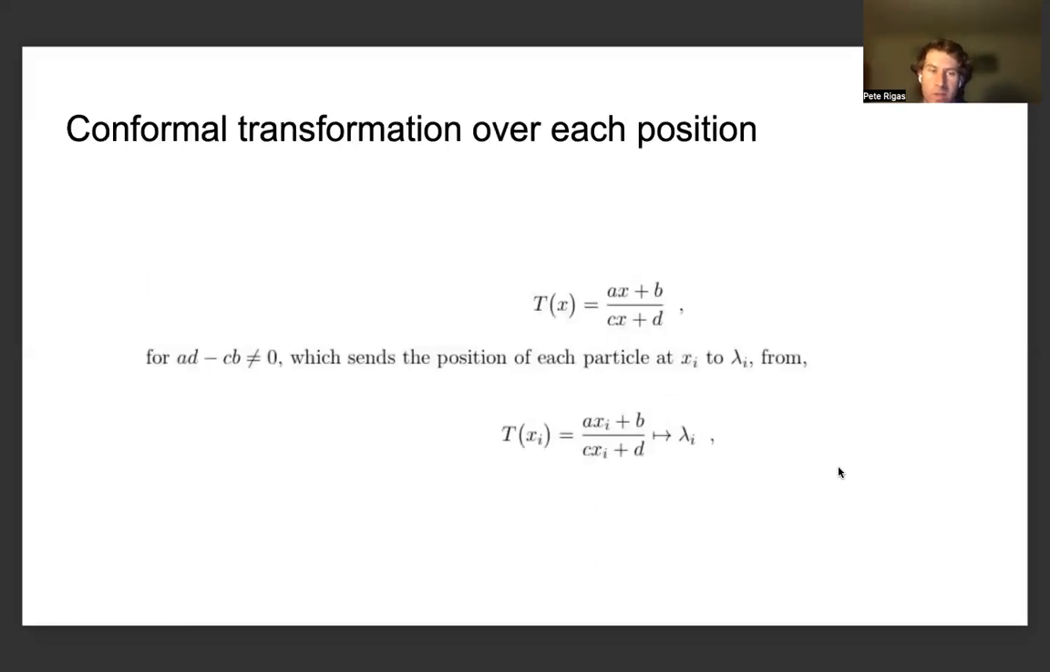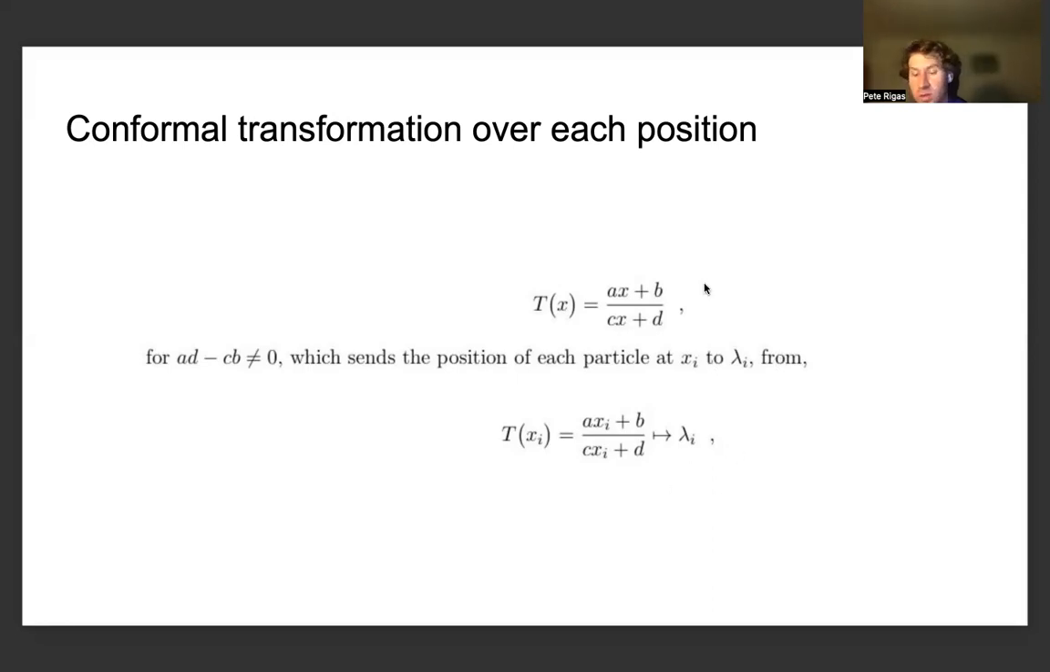And we also have to introduce a conformal transformation over the position of each one of the particles of the Riesz gas on the real line. So for that, we're going to introduce some conformal transformation T of x, which from complex analysis, the usual requirement that we enforce and that we require of this function is that AD minus CB is non-zero. And it sends the position of each one of the particles to some eigenvalue lambda_i.